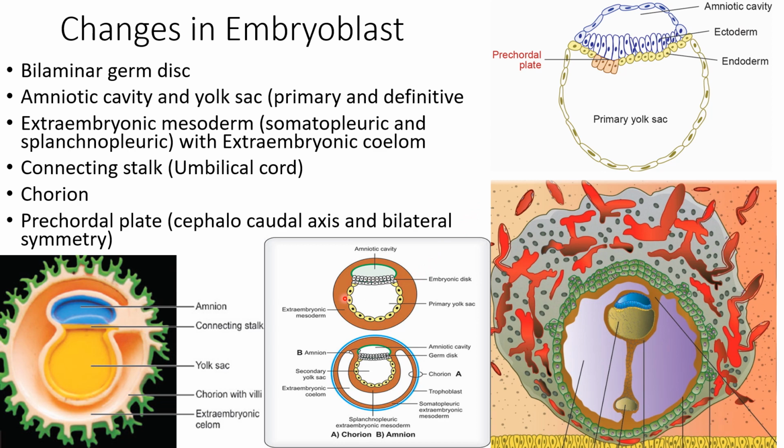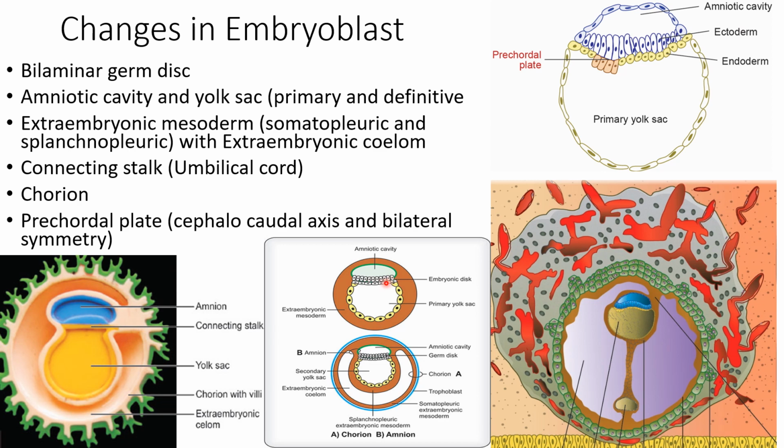During second week of development, we have seen the changes are occurring in the trophoblast. Simultaneously, changes are occurring in the embryoblast also. So what changes occur in the embryoblast? The inner cell mass will form an upper lamella of tall columnar cells, which is known as epiblast or primitive ectoderm, and towards the luminal surface cuboidal cell layer is formed, which is known as hypoblast or primitive endoderm.